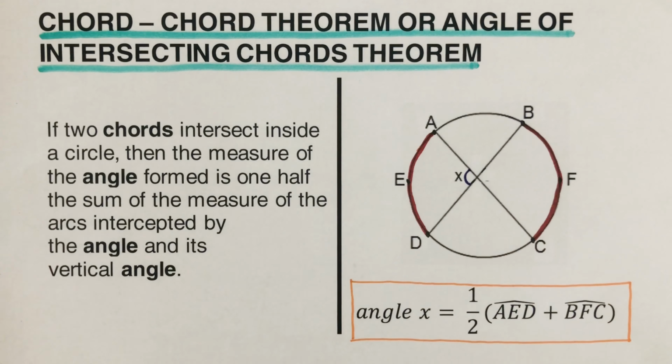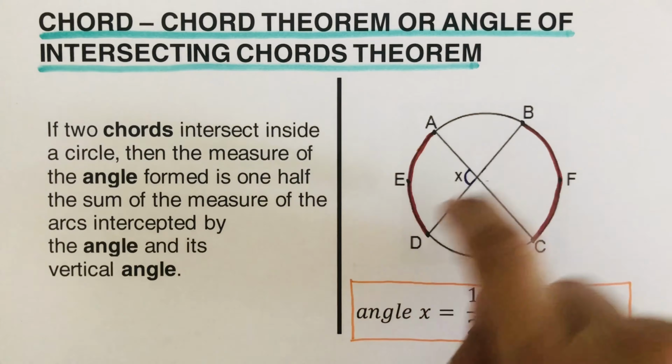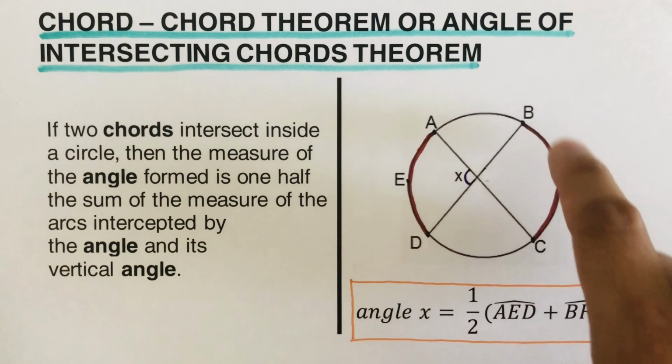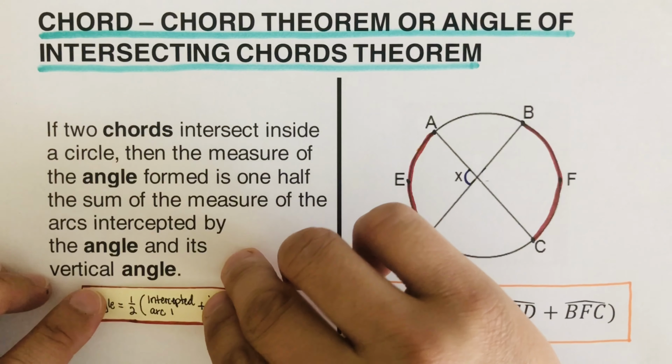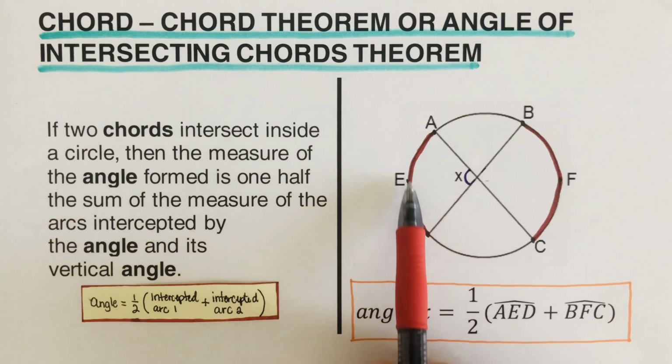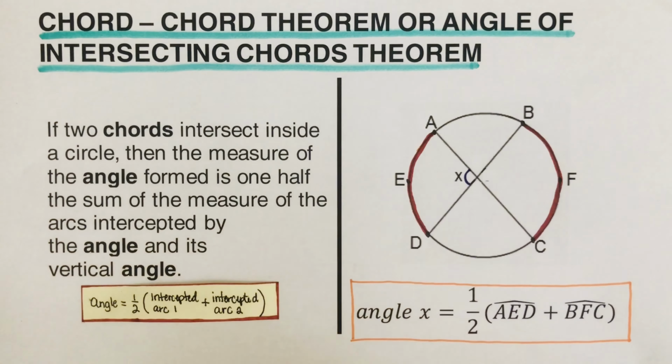I created a word formula that would work for this. The formula that we have here works only for this specific circle with all of its labels, but this is the more general word equation for the chord-chord theorem, or angle of intersecting chords theorem. The angle measure is equal to half of intercepted arc 1, the first intercepted arc. You can actually switch it, it doesn't really matter because that's addition right there. So the sum of the two intercepted arcs.